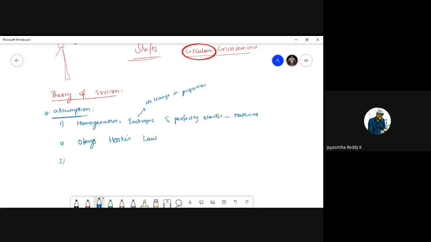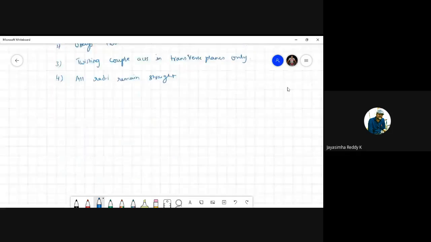And a twisting couple acts in transverse planes only. This we'll see, why twisting couple acts in transverse planes. And then all radii remain straight. Okay, and then parallel planes do not wrap.